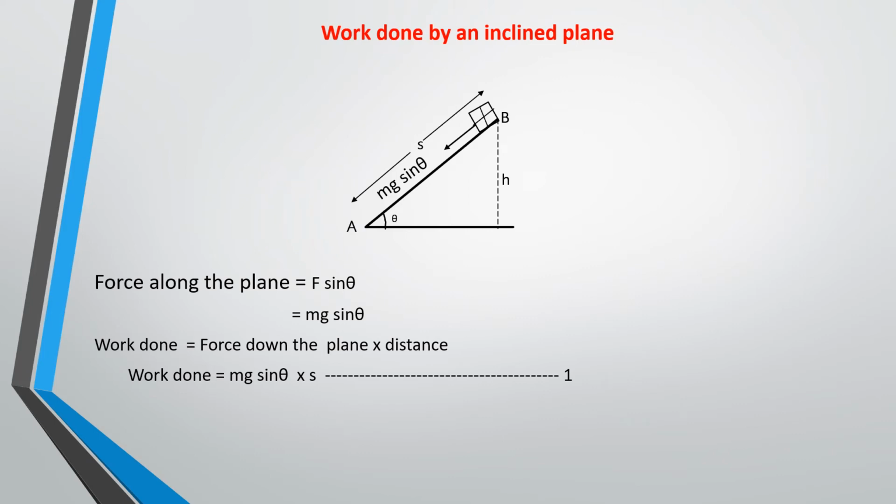So the work done will be equal to the force component down the plane times the distance traveled, and that is what we have here. So this is the equation for the work done by an inclined plane: force component down the plane times the distance covered by the object. So it's as simple as that. Is that okay? So I want to solve some problem now to drive home what we just discussed.